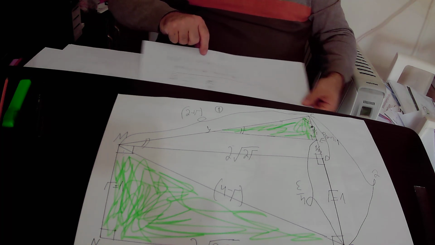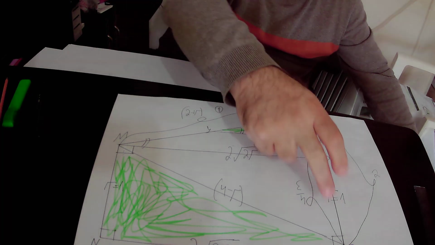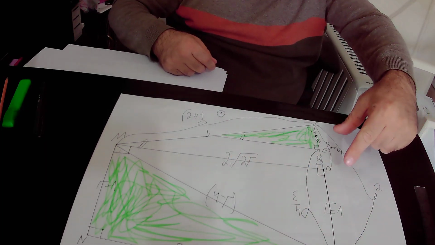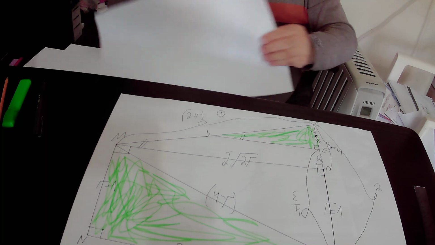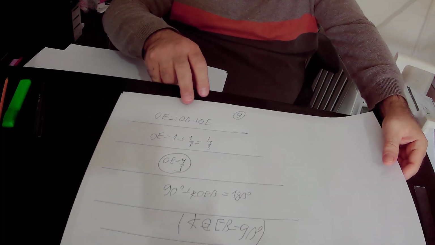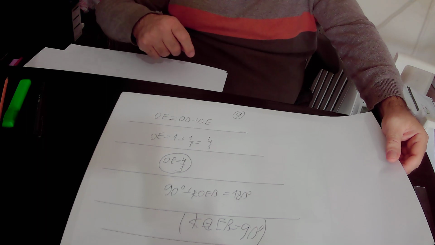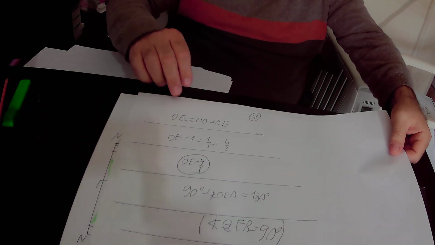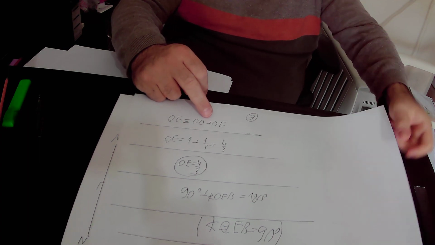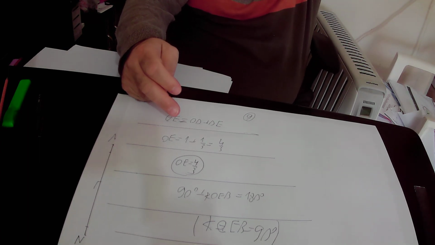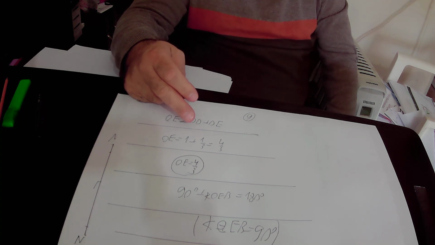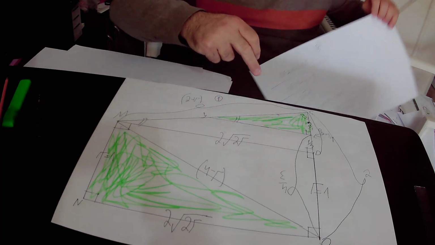Okay, and what is the value of OE? The value of OE actually equals OD plus DE. But what is OD? OD is R, and R equals 1. So OD equals 1, and we already found out that DE equals a third. So in total OE equals 1 plus a third. 1 plus a third is 4 over 3. We found that OE equals 4 over 3 units.